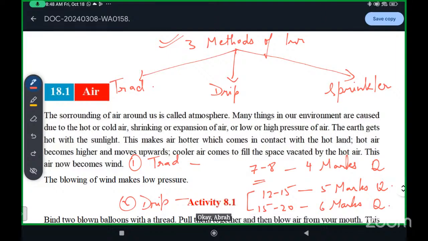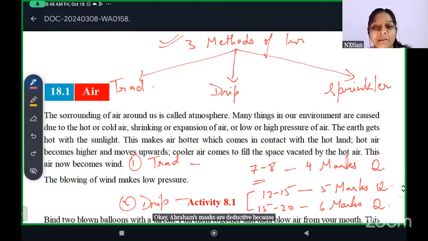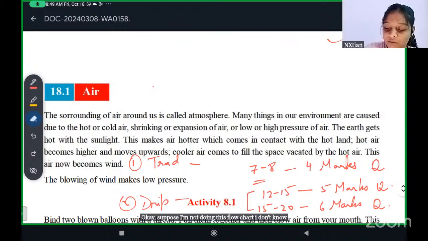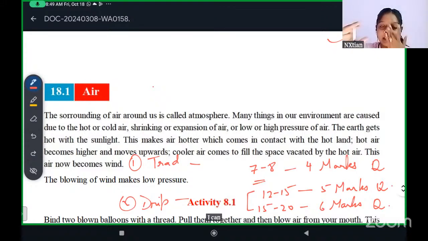Abraham's marks I deducted because for a 5-mark question, I got only 3 points. So please make it 5 points. The number of marks, that many points you have to make. If you're not getting the points, then do a flow chart. You can do a little flow chart. You can give some examples. Suppose I'm not making this flowchart, what will I do? Traditional, then dripping. I can give a small diagram of the irrigation thing.